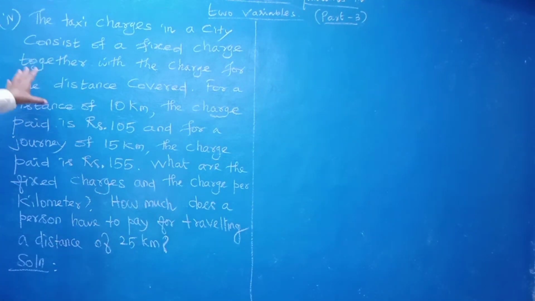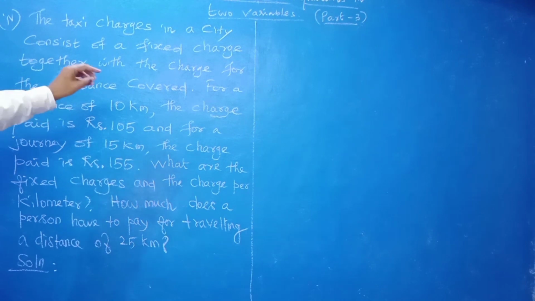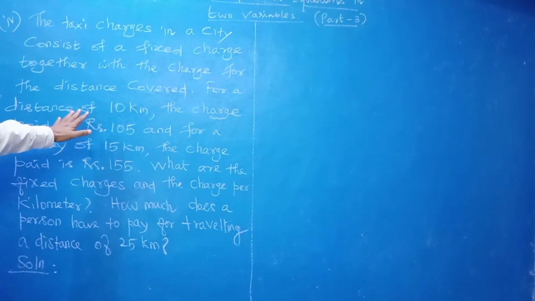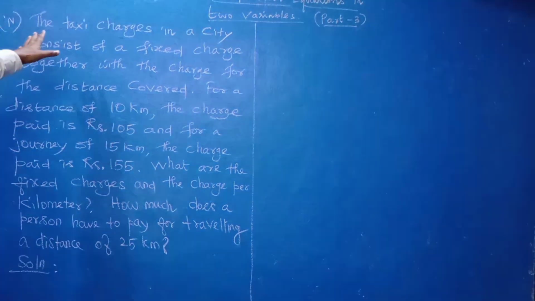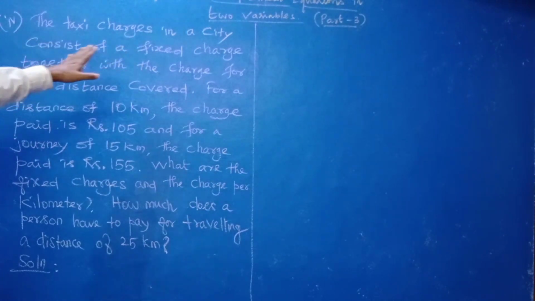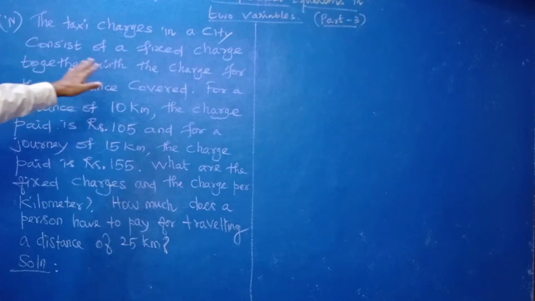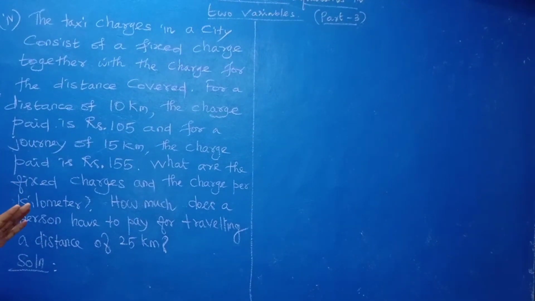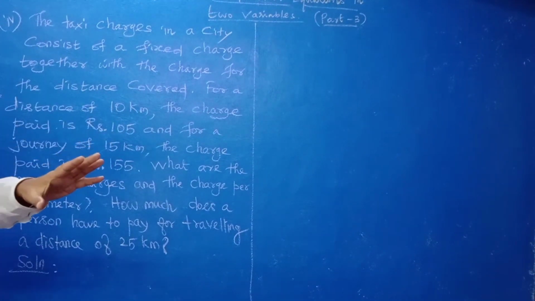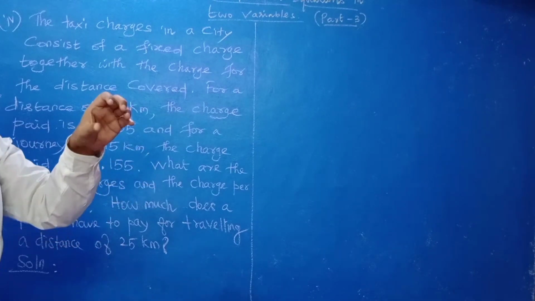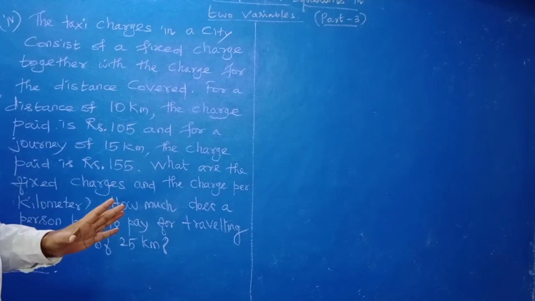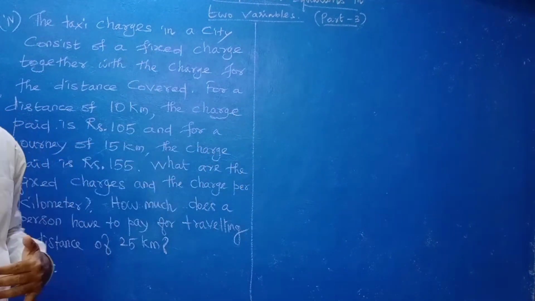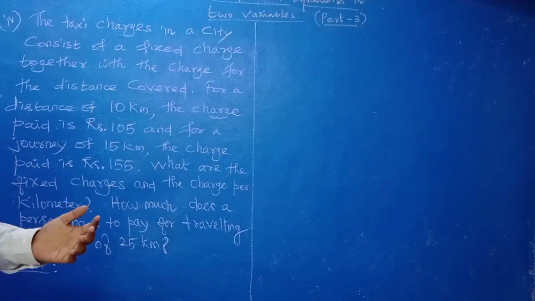See, next we will see this fourth problem. This is fully an application problem. The taxi charges in a city consist of a fixed charge together with the charge for the distance covered. Whenever you hire a taxi, they will put first a fixed charge. Then according to how much distance you covered, they will collect the charge.